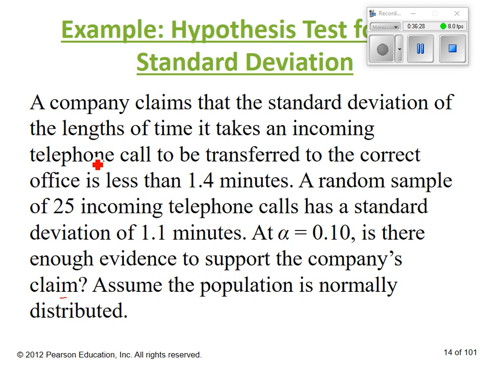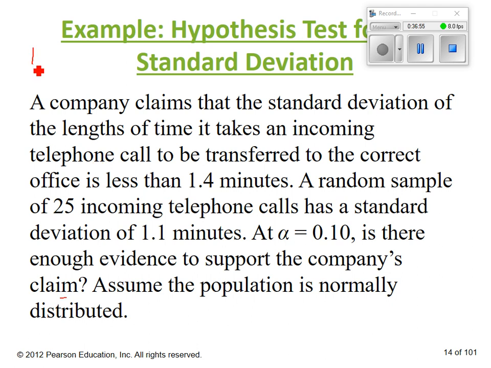The company's claim is that the standard deviation of the lengths of time it takes an incoming telephone call to be transferred to the correct office is less than 1.4 minutes. A random sample of 25 incoming telephone calls has a standard deviation of 1.1 minutes. At a 10% level of significance, is there enough evidence to support the company's claim? Assume the population is normally distributed.